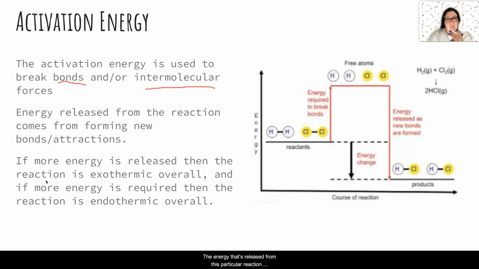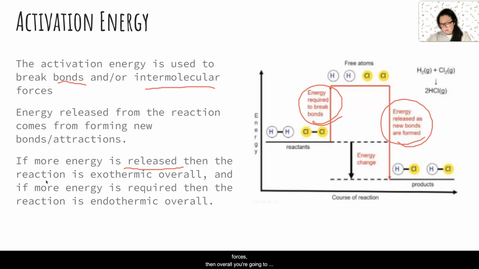The energy that's released from this particular reaction comes from the formation of the new bonds and or the new attractions that are made. And so we have to put right here, so it's energy required to break the bonds, and then this is the energy that is released. Now, if more energy is released than you put into breaking the bonds and the intermolecular forces, then overall you're going to have an exothermic reaction. All right, and so that it would be something that's represented by what's on the screen here. So because this release of energy is larger than the input of energy here, we have an exothermic reaction.